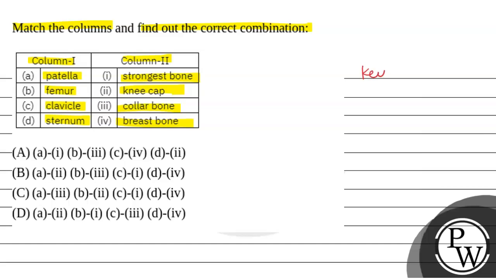So the key concept of this question is skeleton. Yeah, the skeletal system. The bones of the limbs, along with their girdles, it consists of the appendicular skeleton.